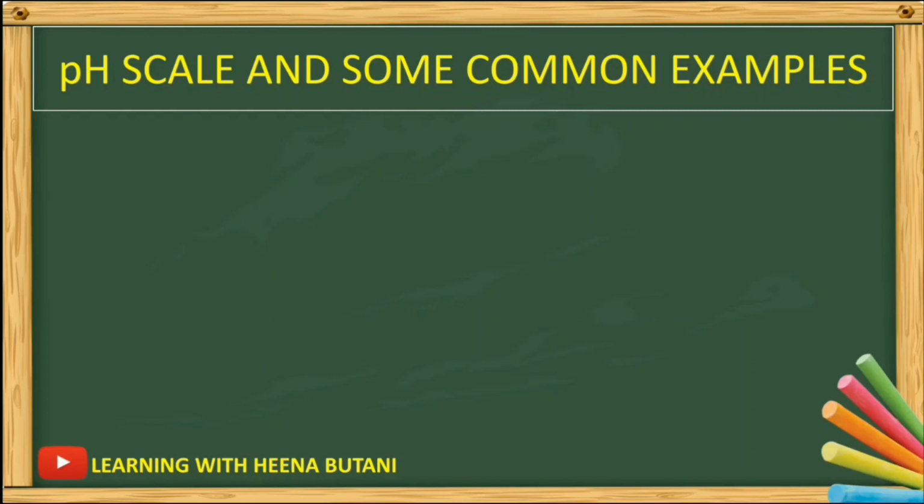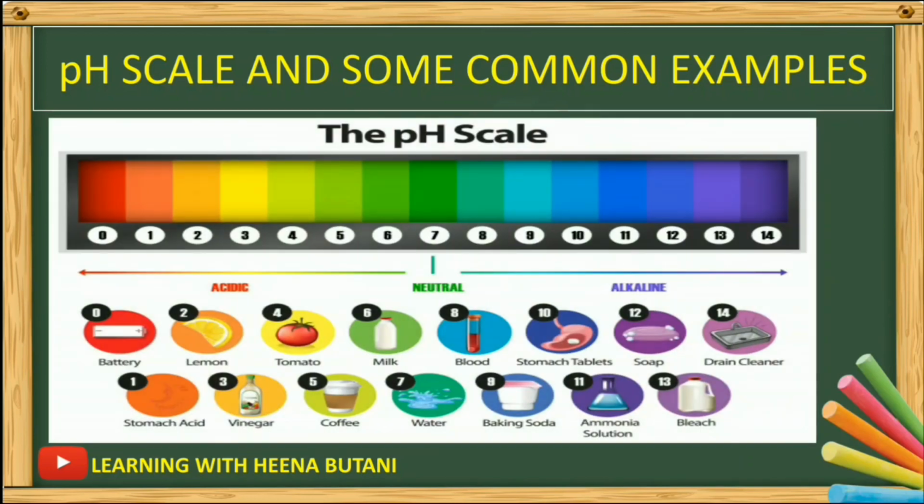Let us see the pH scale and some common examples which we see in our daily life. So here you can see a pH scale which shows various colors. It is a pH paper and it shows different colors in different solutions according to their strength. If a given solution is a strong acid, then it has pH 0 and the color will be red. If we dip this pH paper in a strong base which has pH 14, it will show dark blue color. And in the middle of the scale, that is 7, it is a neutral solution.